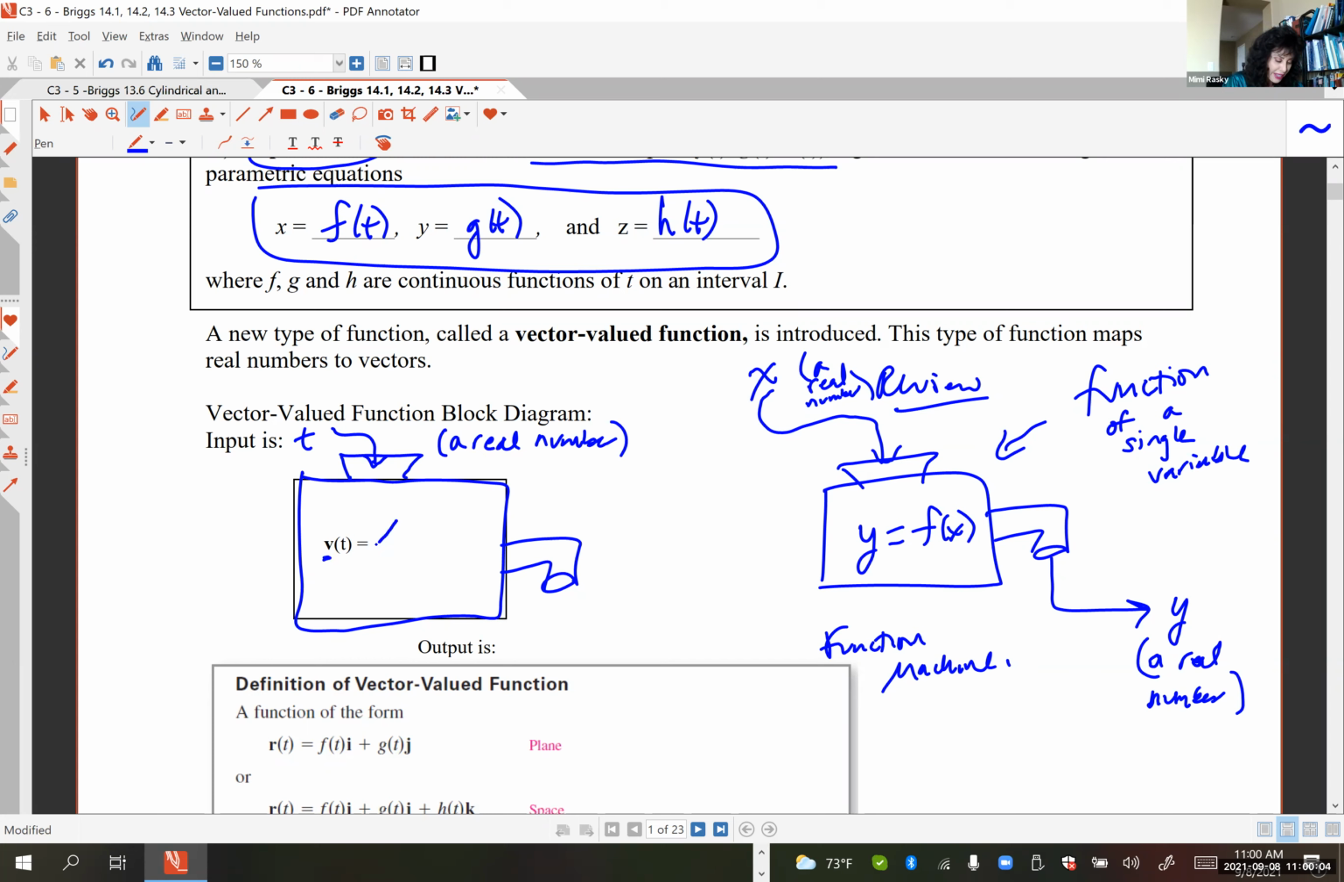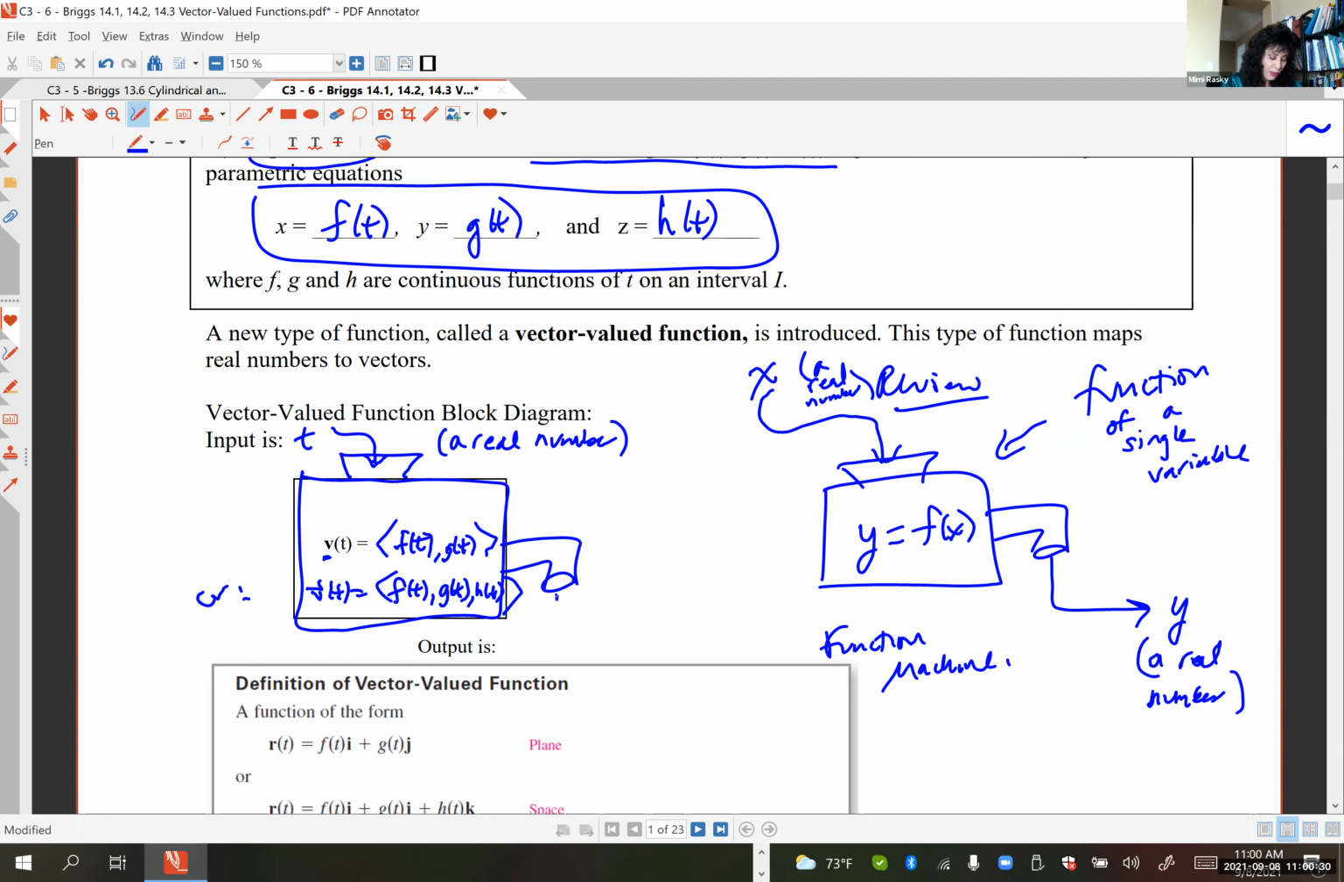It is going to be given with angular brackets here, and the two-dimensional version will have two components, or the 3D version will have angular brackets f of t, g of t, comma, h of t as the components. So it depends on if you have a 2D or a 3D vector valued function, and we're going to be dealing with both this semester.